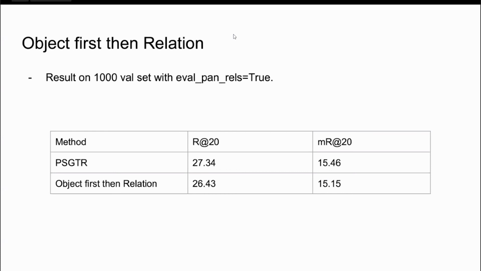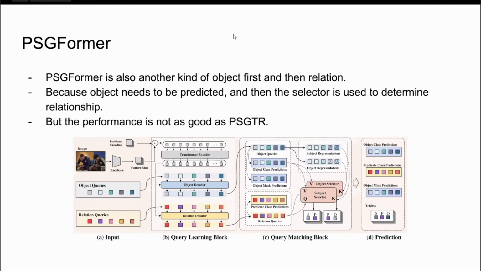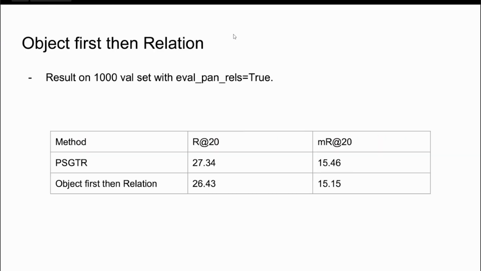I used the evaluation with pan relevance equals true and tested this result on 1,000 validation samples. The first row is the baseline, and the second row is the result. We can see there is a decrease. But I really don't know why, because I added some parameters and I also trained it well, but the performance decreased.